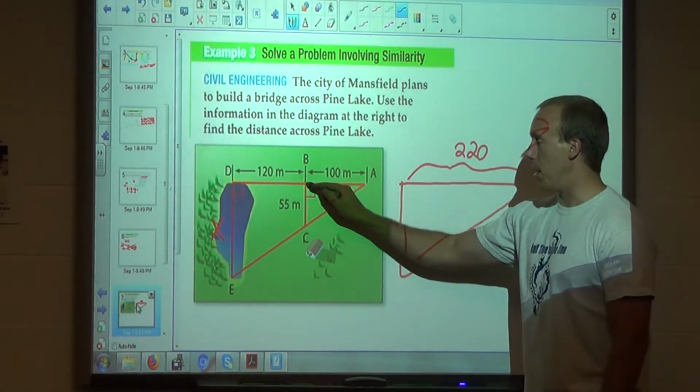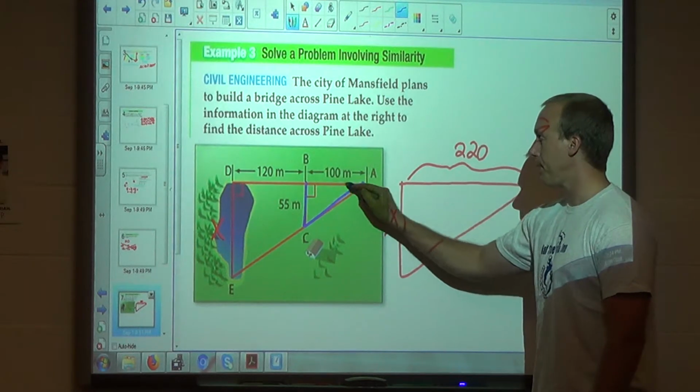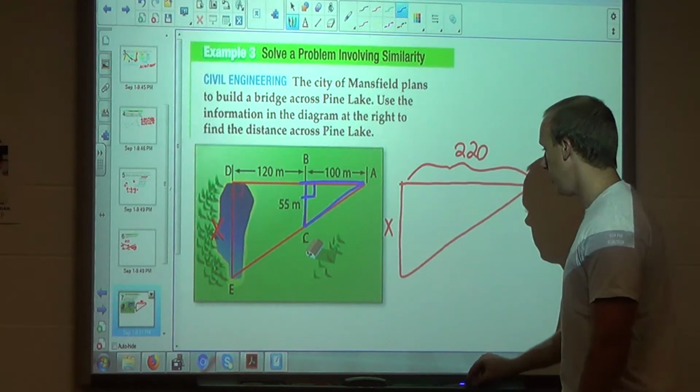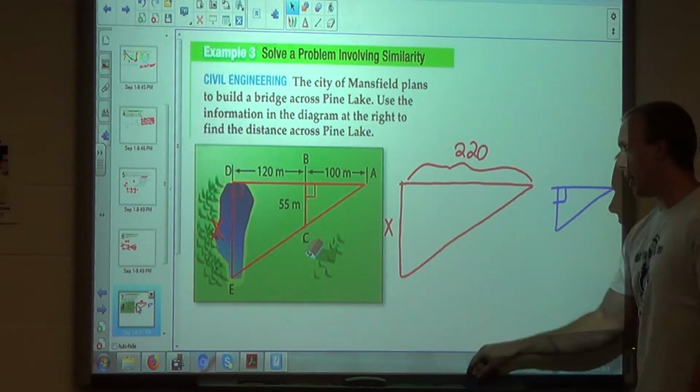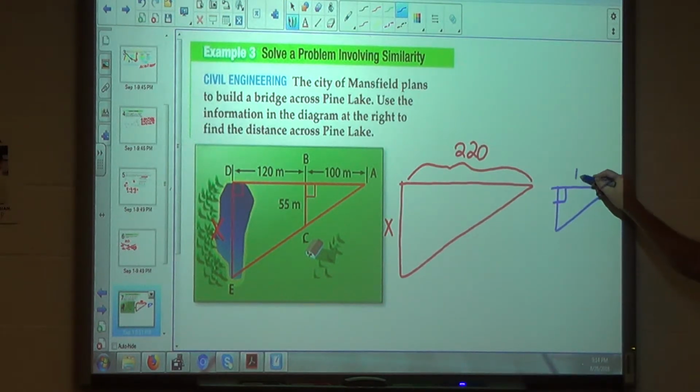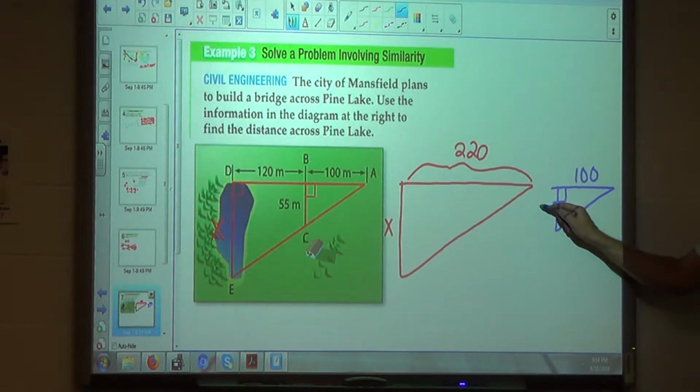Now let's look at the small triangle. Do I have a small triangle right here, with the right angle? Yep, so I'm going to bring him over here, and I'm going to label him as well. So what are the parts that I know from this guy? We got 100. And we got 55.